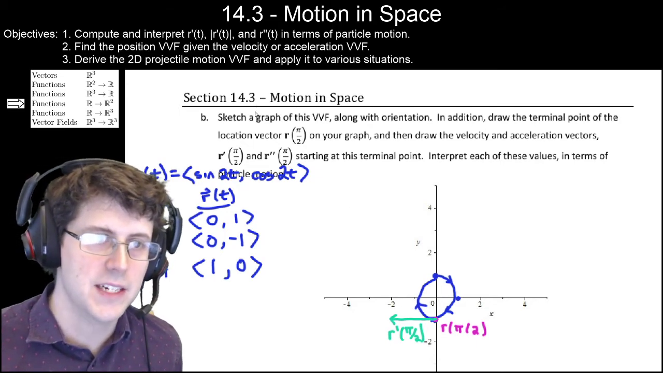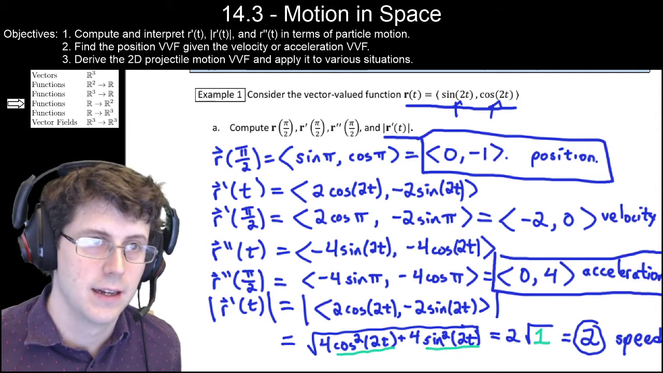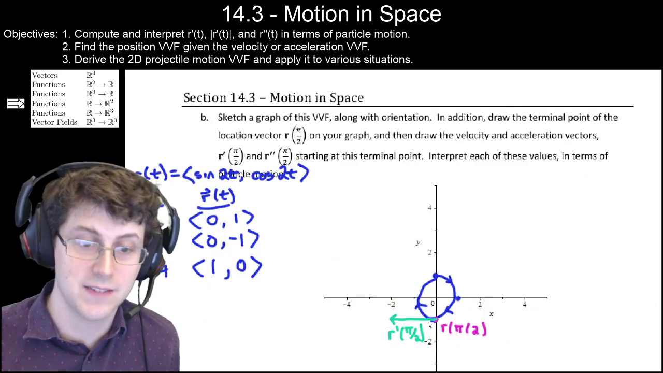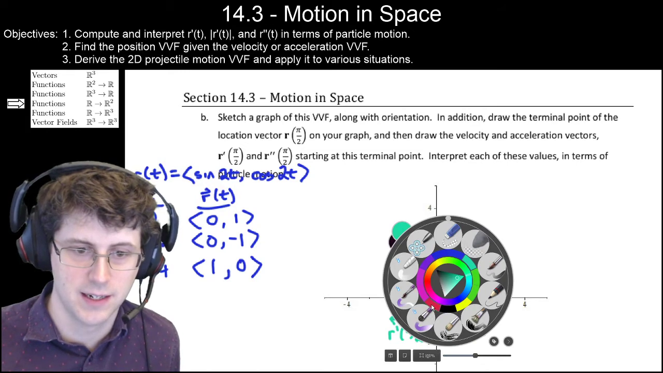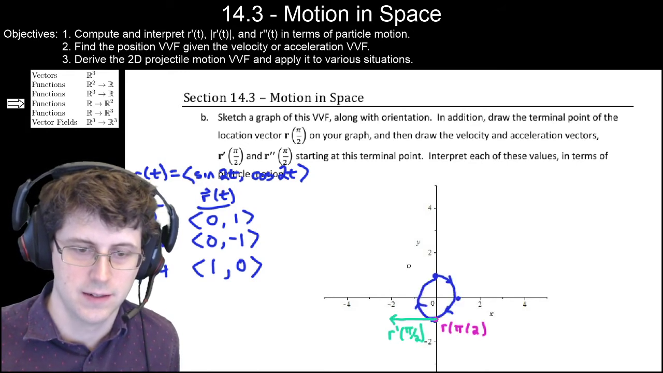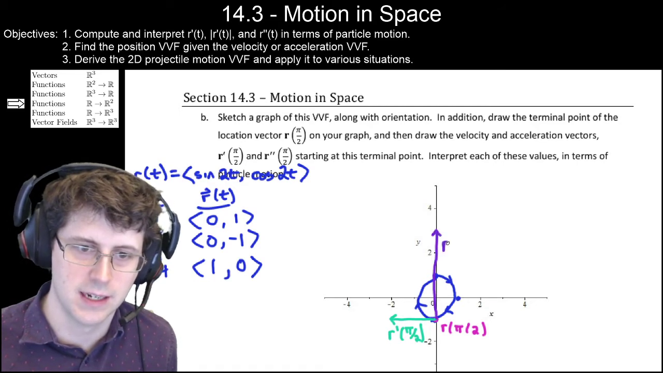And then the acceleration vector, let's get it on the picture too, is 0 comma 4. We also generally draw the acceleration vector starting at this terminal point. Let me get a different color. That's kind of the same color I used for position. Let's do this. 0 comma 4. So I'm going to go from minus 1 all the way up to 3. This is r double prime of pi over 2.